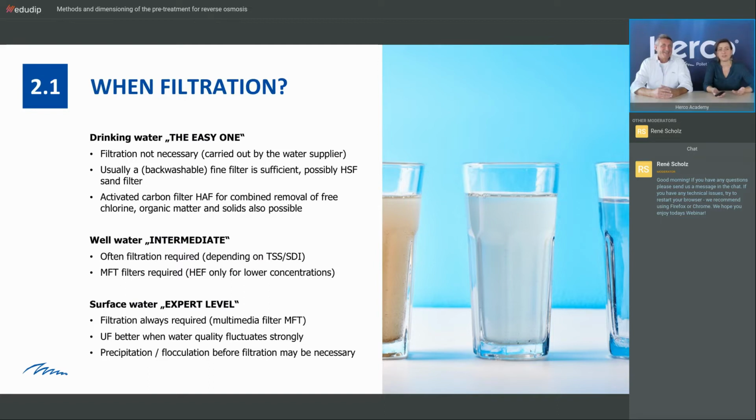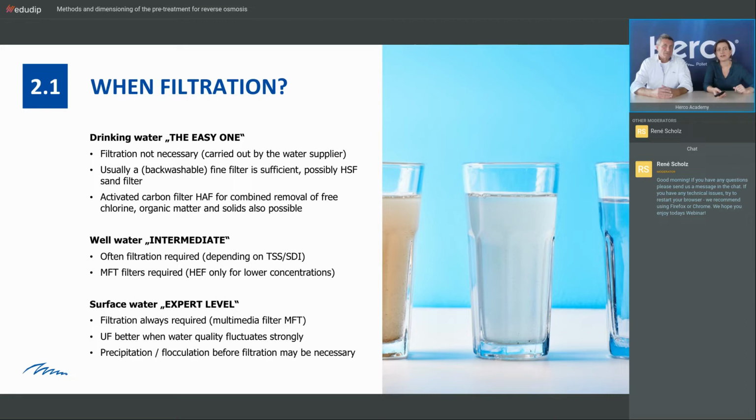For drinking water, we already labeled the different water sources, sort of. Yes, the easy one, usually you don't need a filtration. The water supply company usually does that already. So you might want to have a fine filter, these small filters that we offer as well, which can be with backwash or without backwash. Possibly an HSF sand filter. Those are also the small ones. We will introduce them in detail.